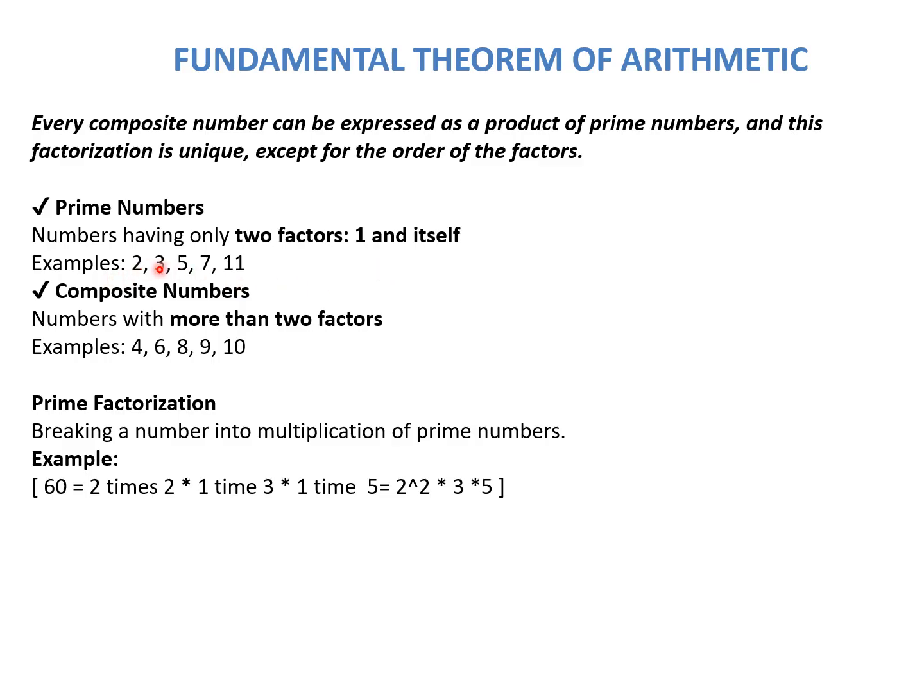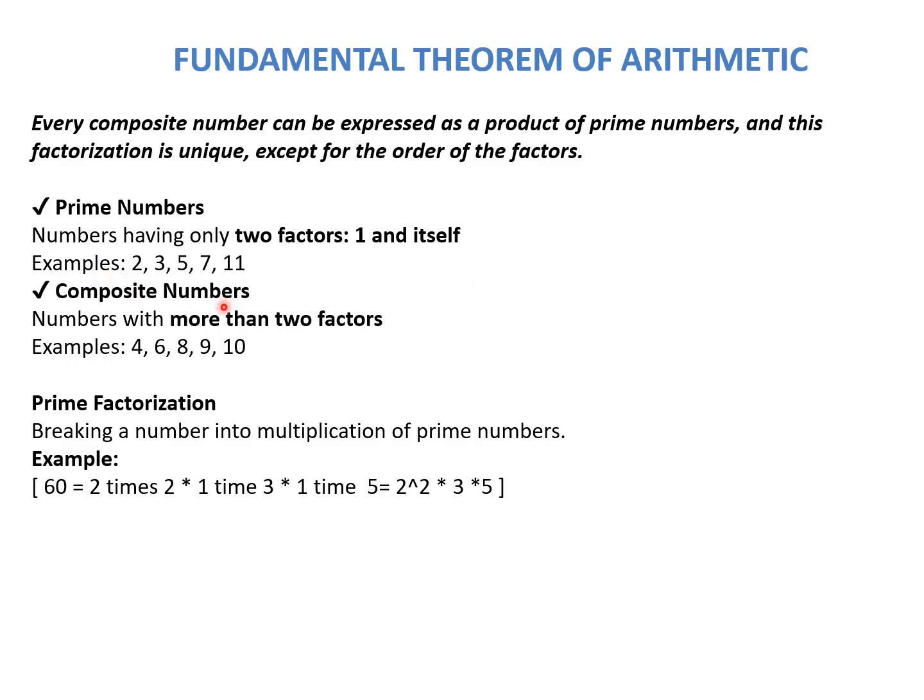For example, 2, 3, 5, 7, 11. These are prime numbers. If we say 2, 2 means the number itself, which is 2, and then 1. So 2 into 1 is 2. That is the only factorization available for that number. Likewise, for 3, we only have two factors, the number itself and 1, which is 3 into 1. So prime numbers are the numbers which have only two factors, 1 and the number itself.